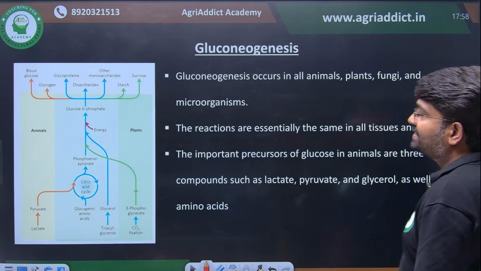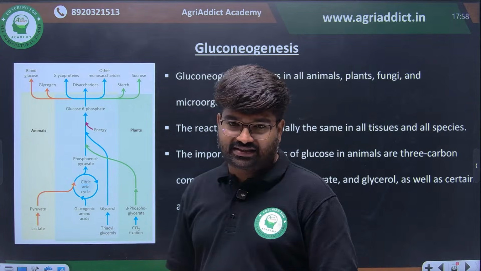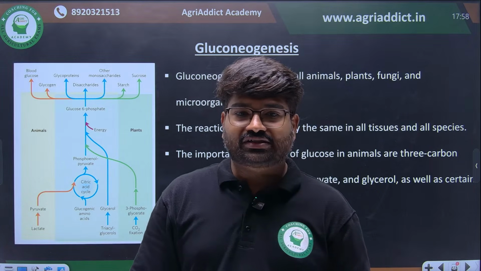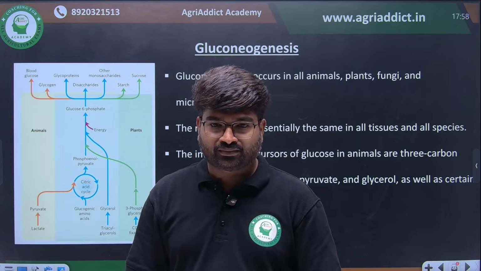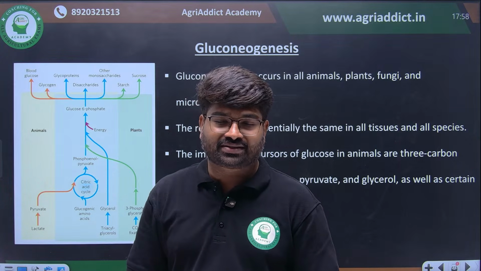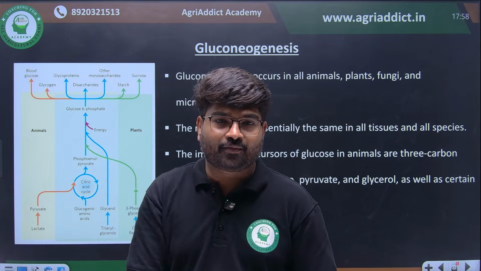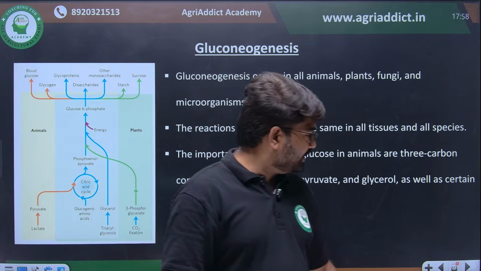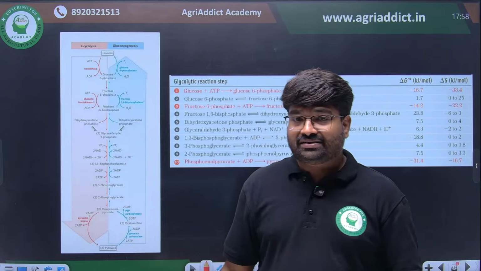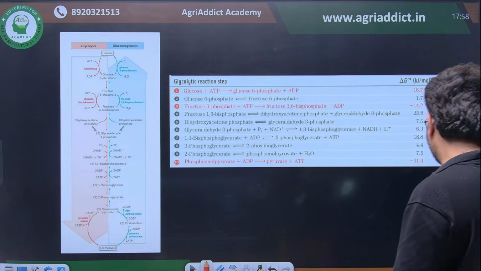Okay. Next thing is gluconeogenesis. That we already know. Gluconeogenesis is the process of synthesizing glucose from non-carbohydrate sources. That is known as gluconeogenesis. It is just a reverse of the glycolysis pathway. Okay. This is very important and this is a very easy topic also. That's why I am moving very fast.